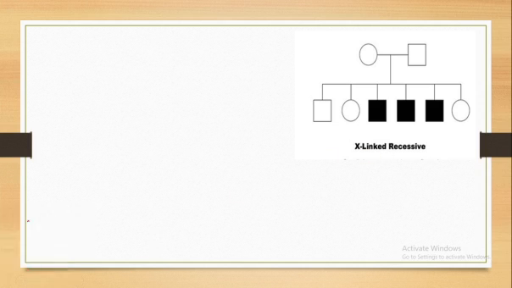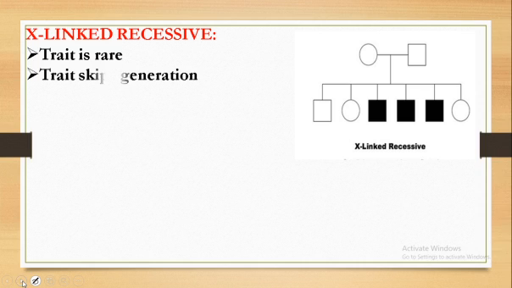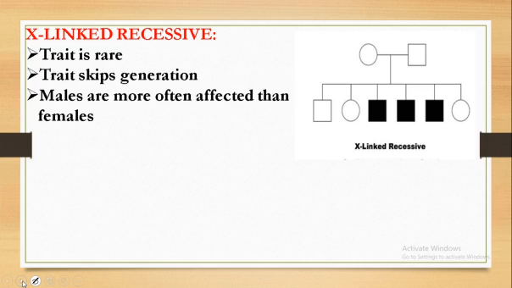Now, X-linked recessive means these traits are rare. This trait skips generations. In some generations you will not see it because it is recessive, as I already mentioned. The second one that I was discussing, the second character, is autosomal recessive. Autosomal recessive or X-linked recessive, they will always skip generations. In some generations you will not see the trait. And this is of course rare.